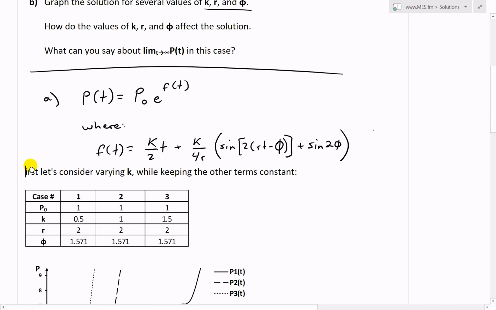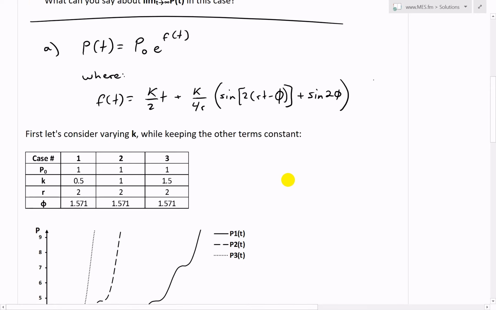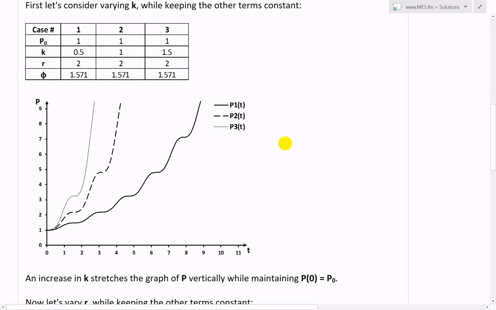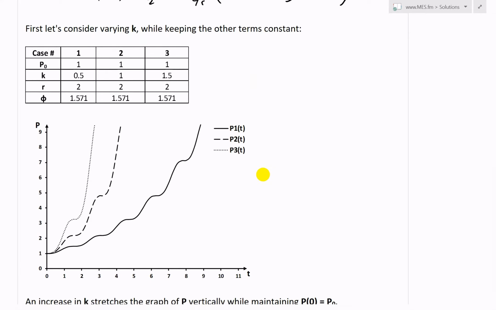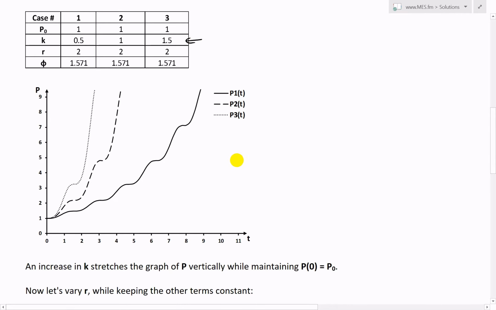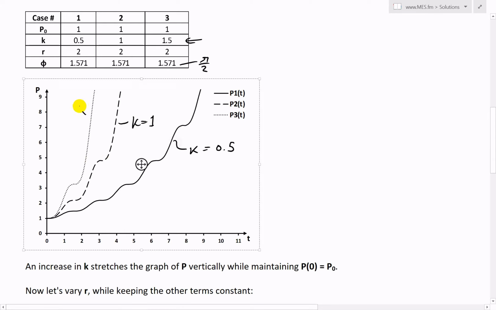Let me just move everything up. First, let's consider varying k while keeping the other terms constant. This is the result of my analysis, or just graphing the solutions. If we vary k and make everything else constant, phi is just pi over 2. This one is P of 1, that's just k equals 0.5, and then we change k to 1. As you can see, it shifts to the left, and this one makes it more steep. This is k equals 1.5.